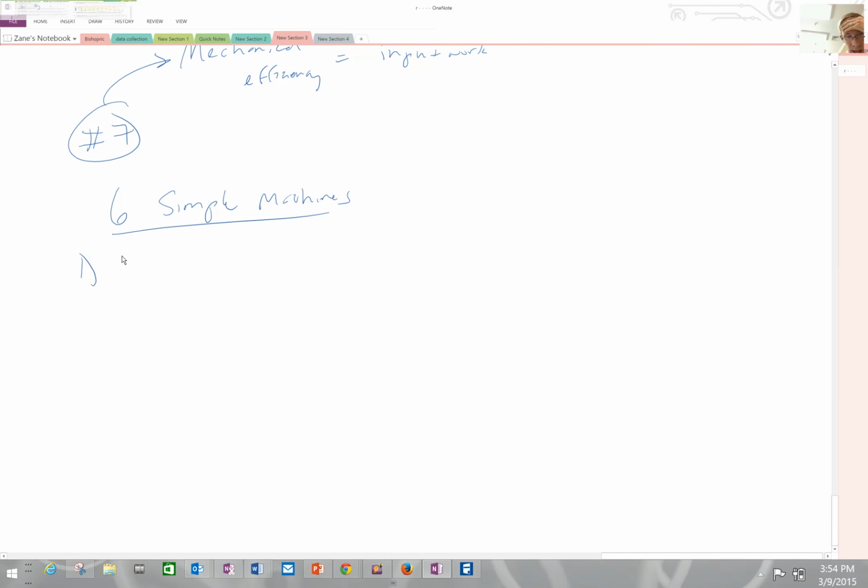Number 1, we had what's called a lever. Okay? Now a lever is basically composed of a couple of different things. You have an input force, which I'm going to represent with F sub I. You have a fulcrum, which is a center of rotation. And you have an output force.